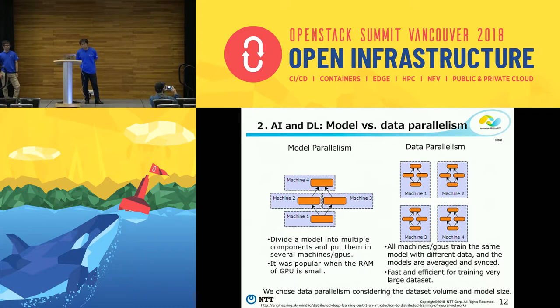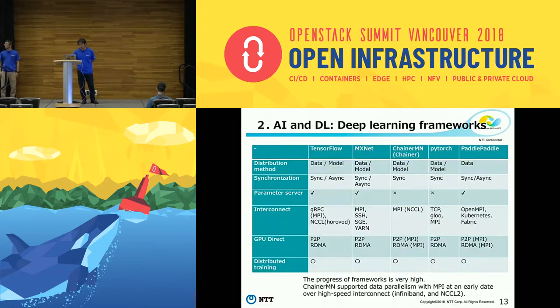And one good point of data parallelism is that theoretically, it is guaranteed that data parallel training generates the same model as when we run the whole data set on a single machine. So we can simply divide the data and train the model using data parallelism. Then for evaluation of our environment, we chose the data parallel approach. And we have also investigated the functions of distributed deep learning frameworks.